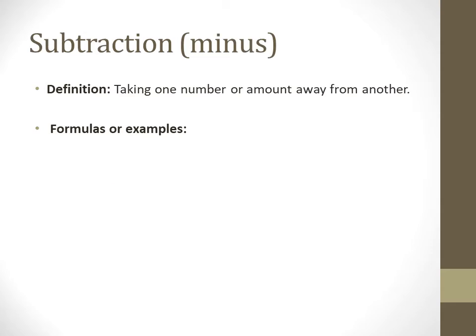Subtraction. Taking one number or amount away from another. We also call this minus. The symbol is that little dash line or a minus symbol. And easy peasy. 6 minus 3 equals 3. We're taking 3 away from 6, and of course we get our answer 3.